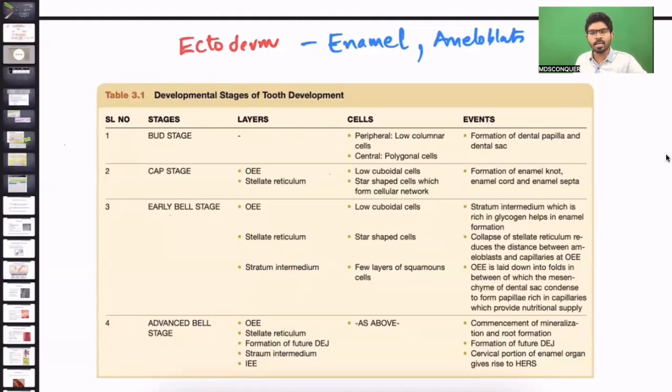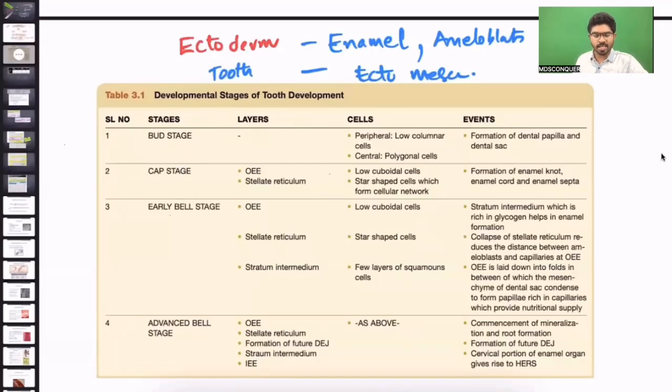So for example, if they're asking a question, enamel is formed from ectoderm. Tooth is formed from. So what is your answer? Tooth is formed from ectomesenchyme. Tooth is formed from ectomesenchyme. Enamel is formed from ectoderm.